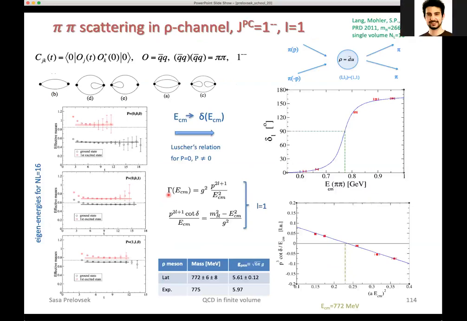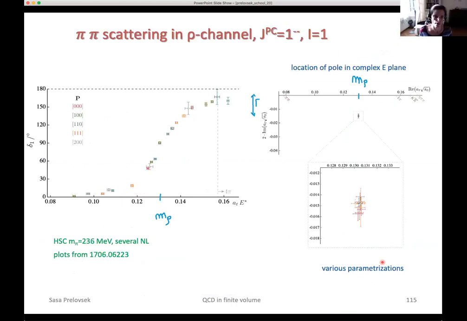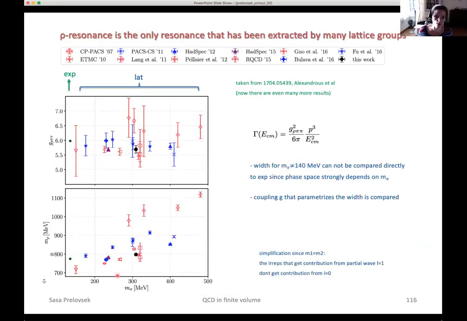Okay, thank you. Some more questions? This is not only one lattice spacing, this is also one lattice volume. Currently, people do it on several volumes. One disclaimer is that exponentially suppressed terms in volume are neglected in Luscher's formalism, and if your volume is not large enough, that may not be the case. That is also maybe the reason why all these numbers for the mass don't agree.